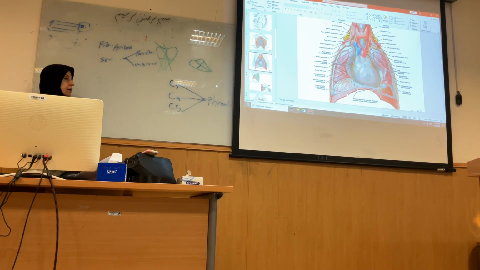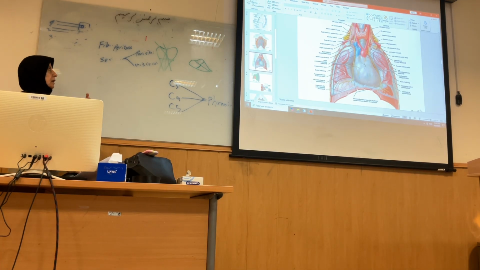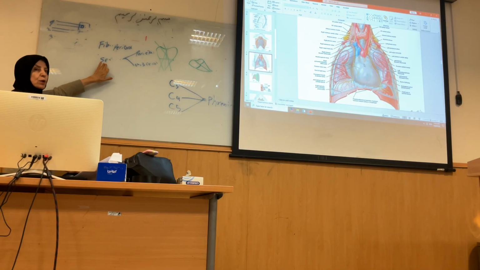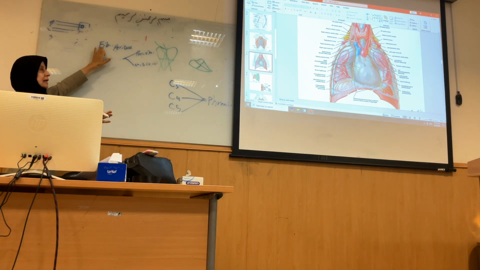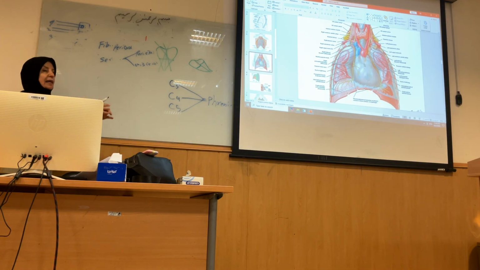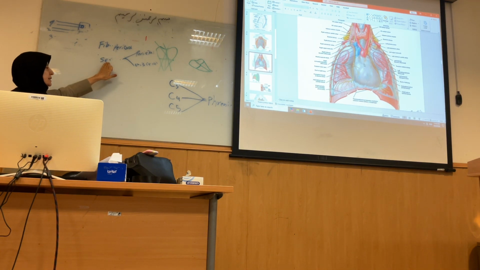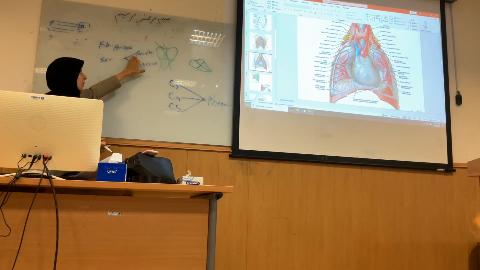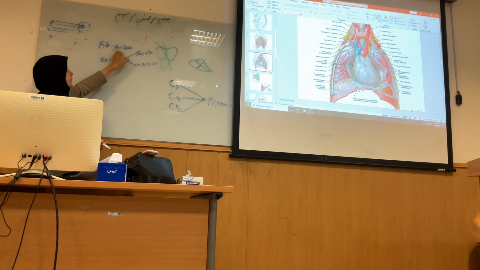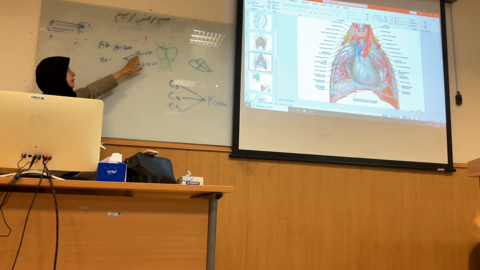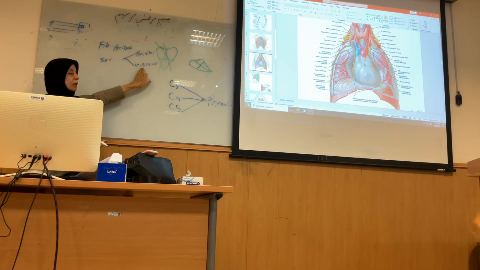Parietal and visceral. Again, the pericardium consists of two layers, fibrous and serous. Fibrous is the outer layer. The serous layer is the inner layer. Serous consists of two layers, parietal and visceral. Which of these two layers is near the fibrous pericardium? Parietal.